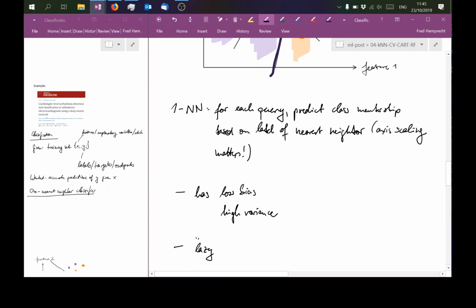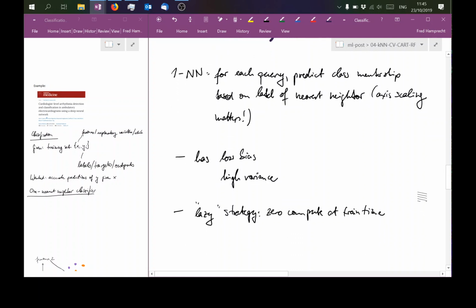In terms of computation, this is a lazy strategy. We have zero compute at train time. You know, effectively, there is no training. Yeah? We're just storing our training data. And then for n points, we have an O of n effort for each prediction. So it's cheap at train time. It's relatively expensive at test time. Good.